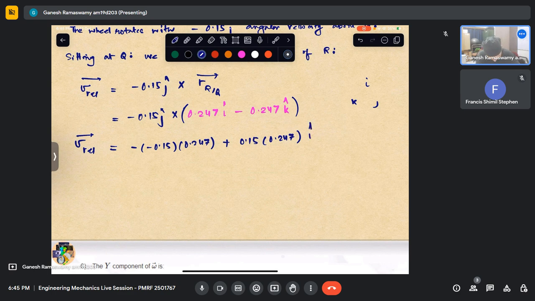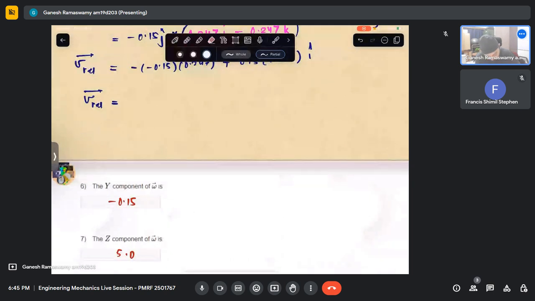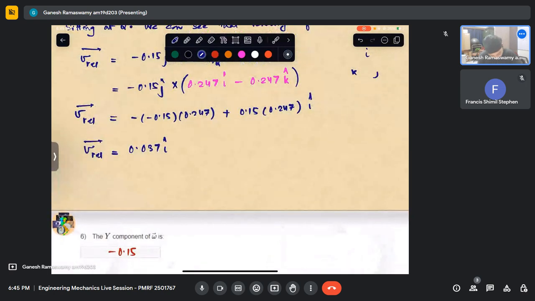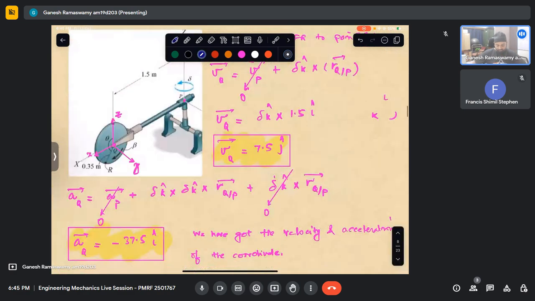So VREL will be 0.15 into 0.247. And then this will be plus 0.037, J cross I is K. I didn't write that K here, so that will be coming here. Does this make sense? Algebra is fine. Does this make sense to us?